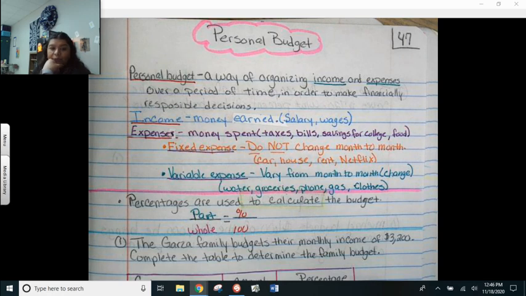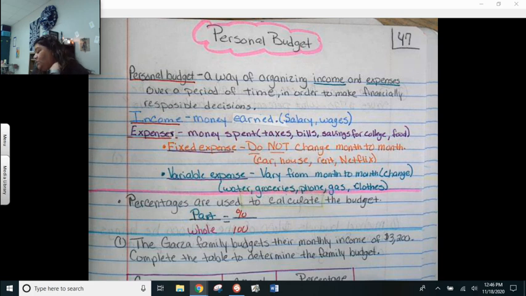All right, so a personal budget is a way of organizing your incomes versus your expenses. Pretty much over a period, you usually do it by month, okay? So it is over a period of time in order to make financially responsible decisions, okay? So it's your budget. You have this much income, which means you have that much money coming in, and you have to figure out where everything's gonna go, okay? And you don't want to spend more than you have, so that's why having a budget is key.